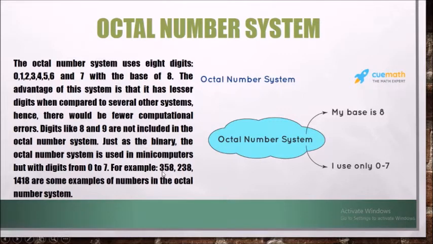Okay, that means 35 base 8, 23 base 8, 141 base 8. These are some examples of numbers in the octal number system. Okay, my base is 8 and I use only 0 up to 7.